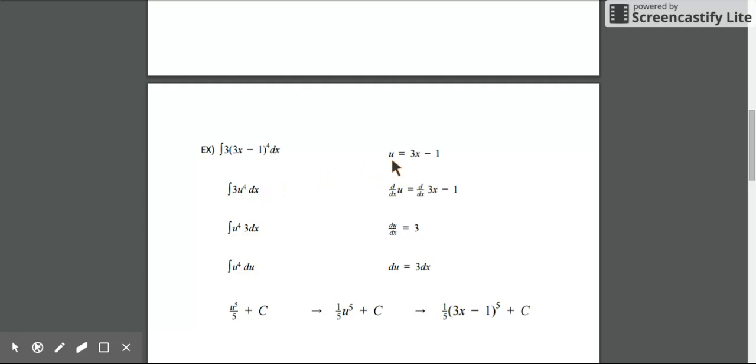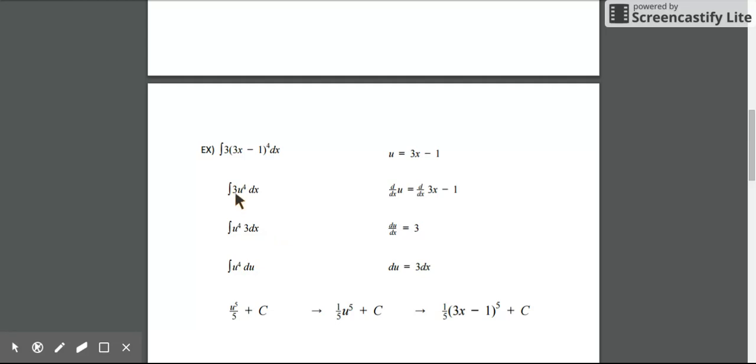So let's go back over here and derive both sides. So the derivative of u with respect to x is du/dx. The derivative of 3x minus 1 is just 3. Let's take a look at what we want to substitute. So sometimes we can substitute more than one thing. Sometimes we can substitute more than just dx.